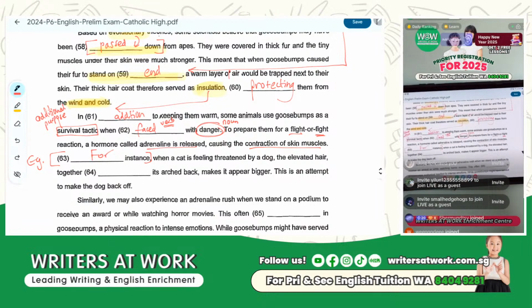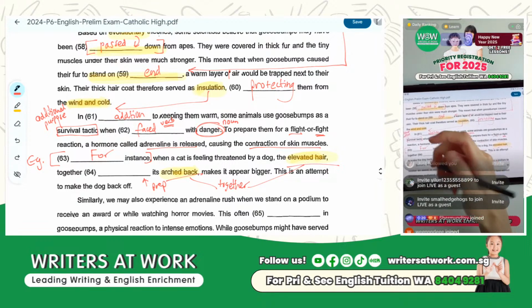Okay, when the cat is feeling threatened by a dog, the elevated head together with this arched back makes it bigger. You can see the elevated head and the arched back, these two things come together to protect the cat, or it's part of the cat's survival mechanism. This over here is a preposition to show how the elevated head and arched back are complementary. So we'll say with.